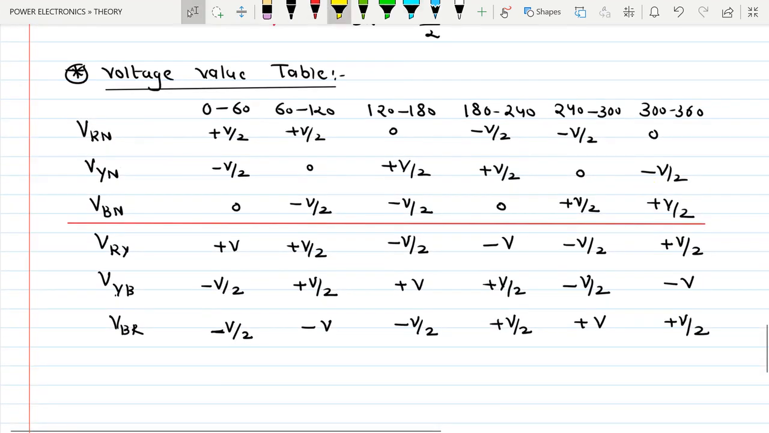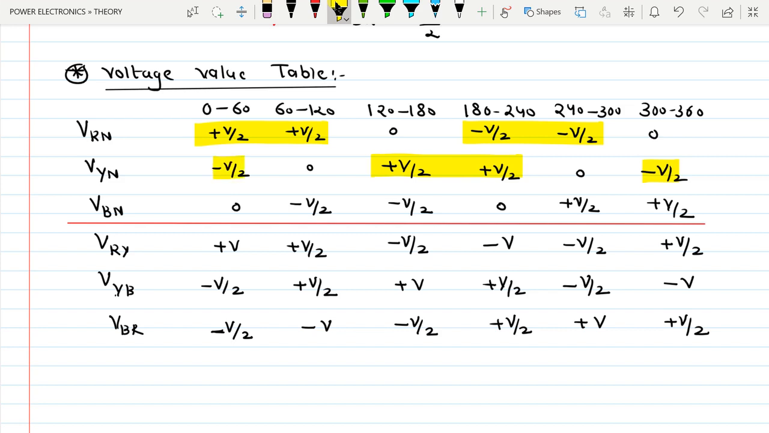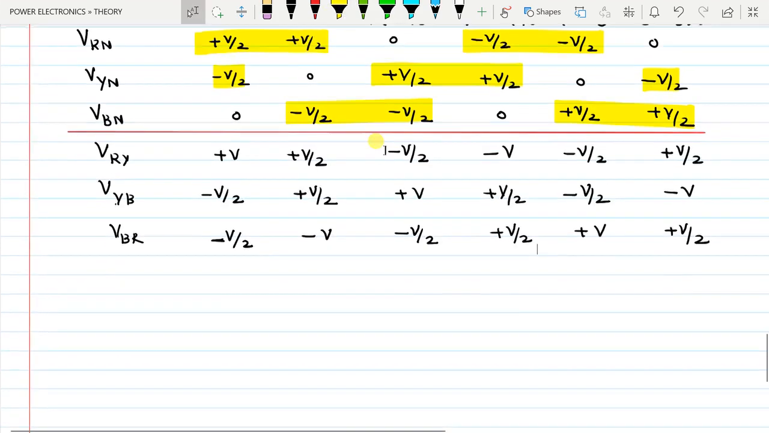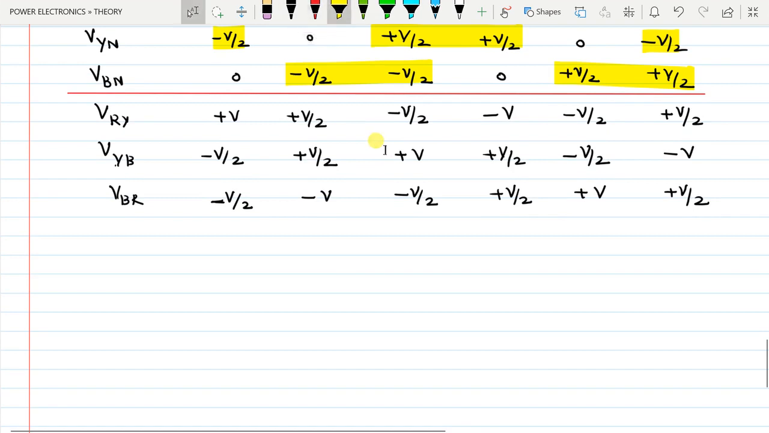We can see that in the phase voltage the same value repeats: 2 times plus V by 2, then 0, then 2 times minus V by 2. You can see this pattern. But in case of line voltages, we have values plus V by 2, minus V by 2, and a fourth value, plus V.